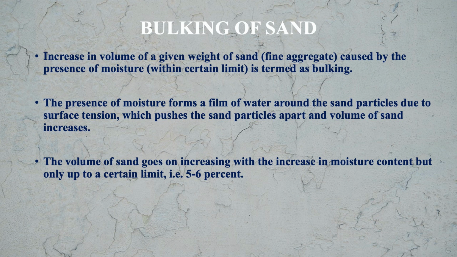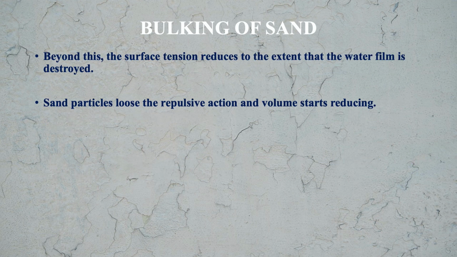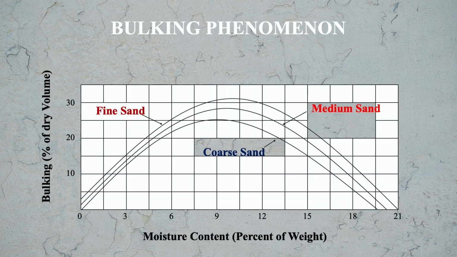The volume of sand goes on increasing with the increase in the moisture content, but only up to a certain limit, that is generally 5 to 6%. If the moisture content goes beyond this limit, what happens then? The surface tension reduces to the extent that the water film is destroyed. Means surface tension is reduced and the water film is now broken, it is destroyed. So what happens then again? The sand particles lose the repulsive action now and the volume starts reducing. Here you see the bulking phenomena.